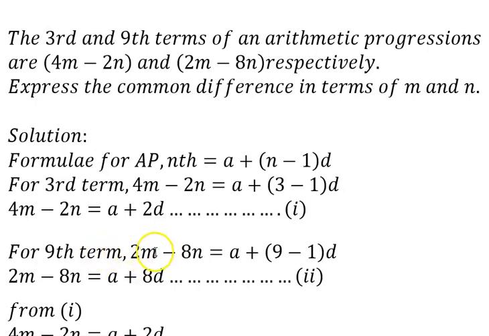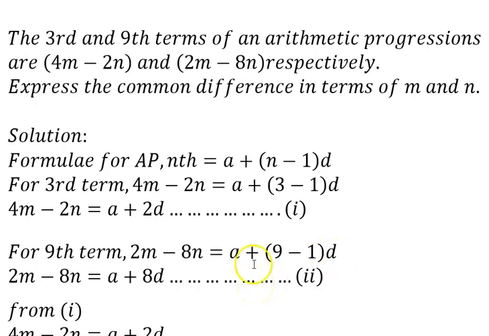So for the ninth term, we know the term to be 2m minus 8n. Our formula is a plus (n minus 1)d. So we input our 9, the number of the term here. 9 minus 1 gives us 8. So our 2m minus 8n equals a plus 8d. We call this our equation 2.